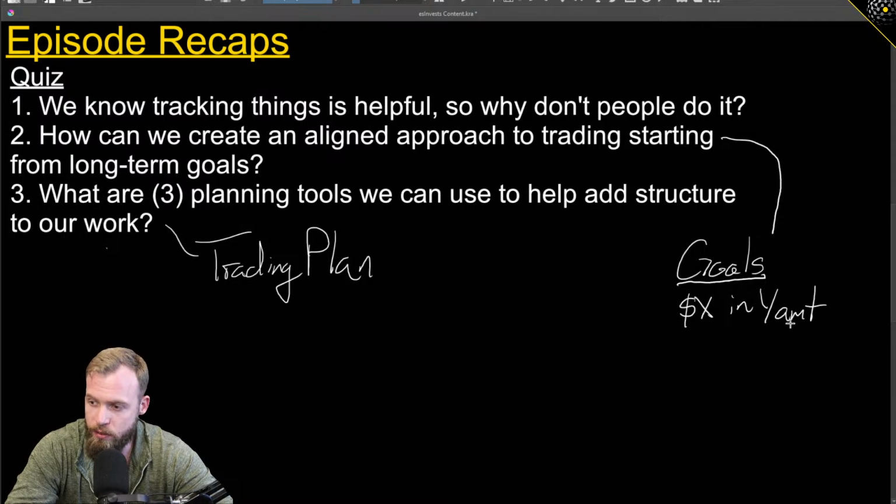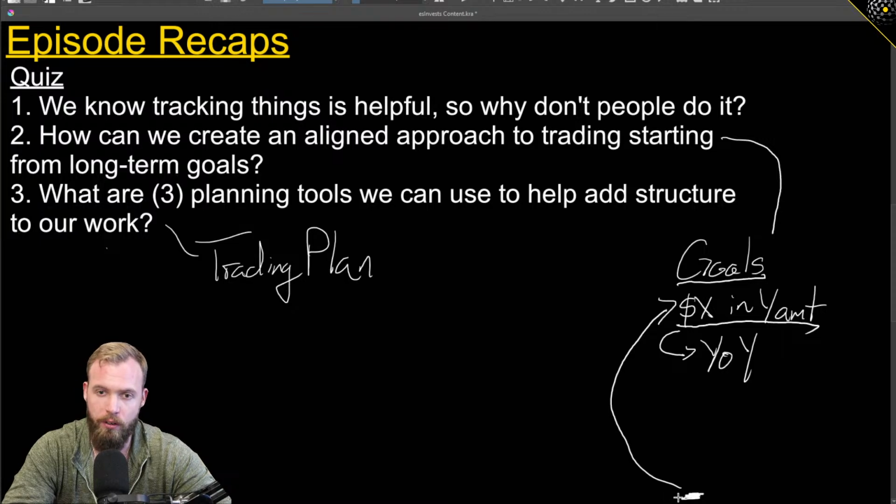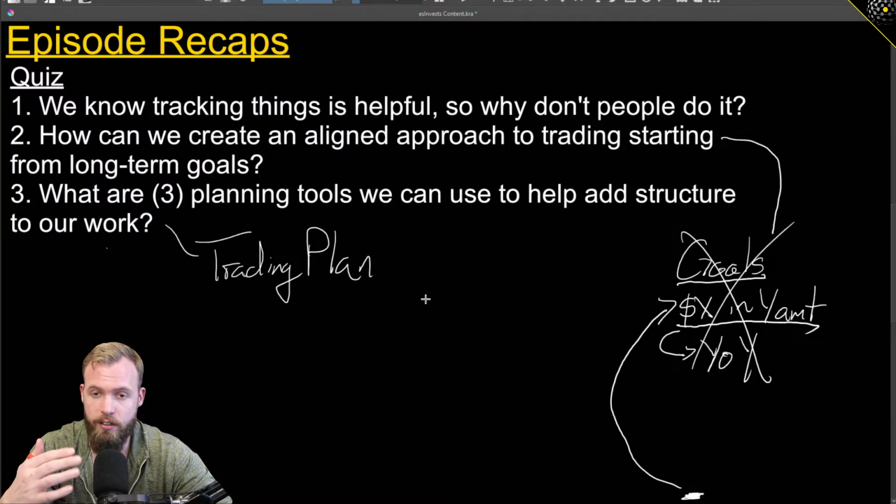The reason why doing this is so important is because if we have these numbers, we can now reverse engineer what needs to happen year over year on average in order to get from our starting point down here to our desired end point up here. This is different than what most people do. What most people do is they don't set goals. They start trading and think of the difference in an approach.